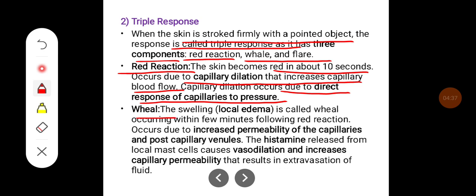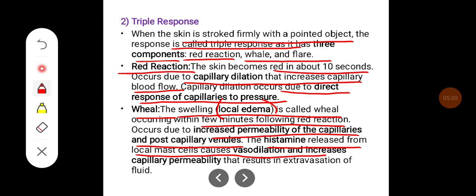Wheal occurs because of the swelling that is because of the local edema and is called wheal. This occurs within a few minutes following red reaction. This occurs due to the increased permeability of the capillaries and post-capillary venules. The histamine released from the local mast cells causes vasodilatation and increases capillary permeability that results in extravasation of the fluid.